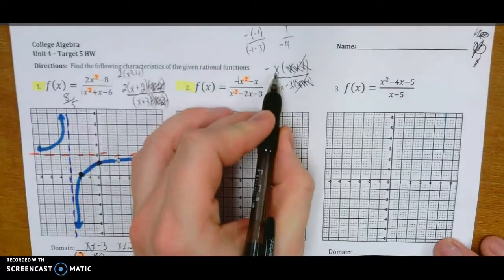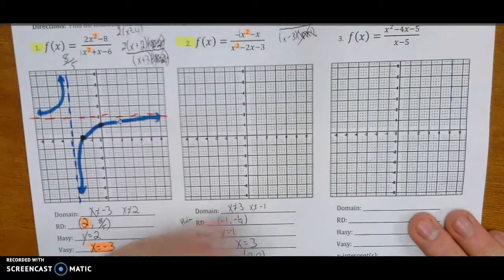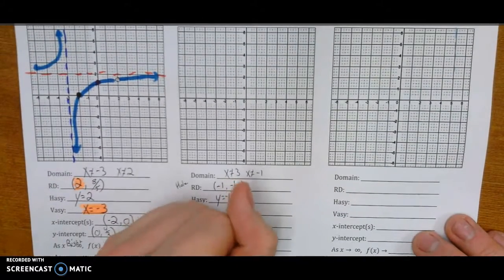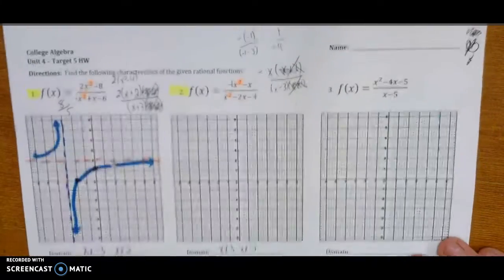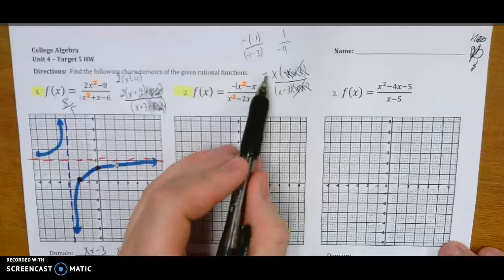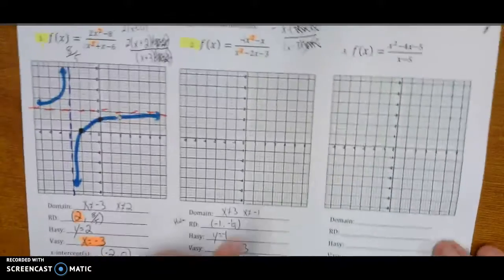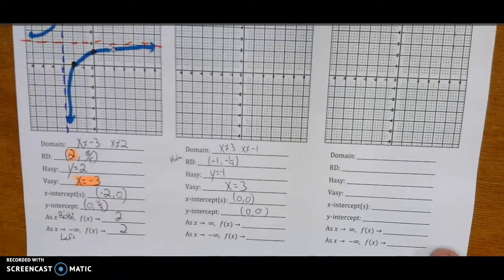X-intercept, we have just a remaining x up top, so I have an x-intercept at 0, 0, the origin. And y-intercept, well, I know the x value for any y-intercept is going to be 0, so let's plug in 0 for x, -0, so 0 over -3. Well, 0 divided by anything is still just 0. So we're going to have a y-intercept also at the origin.